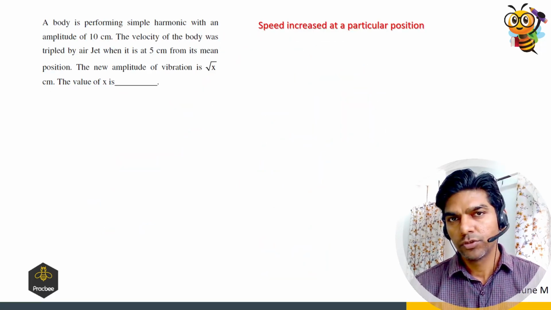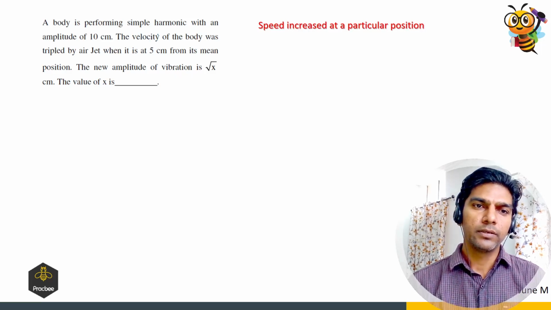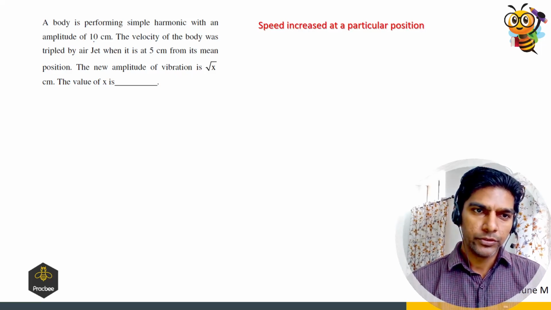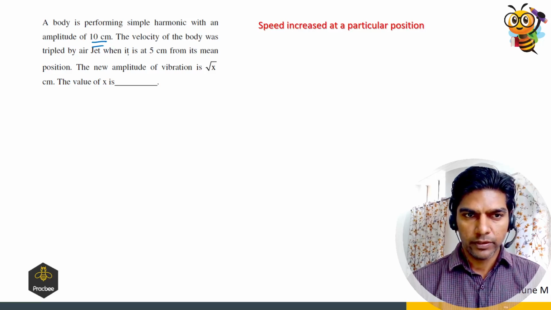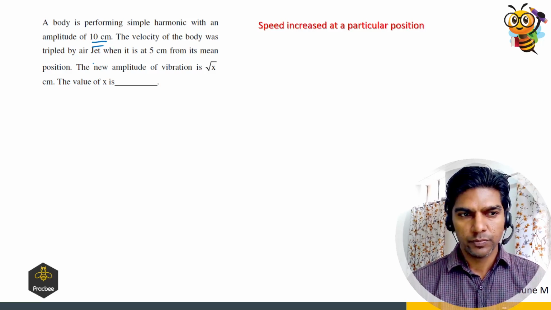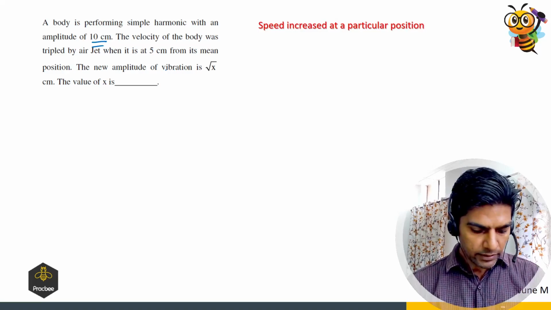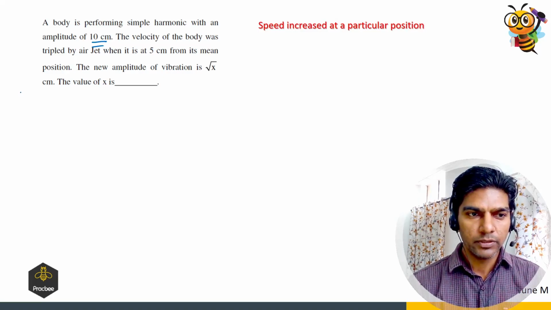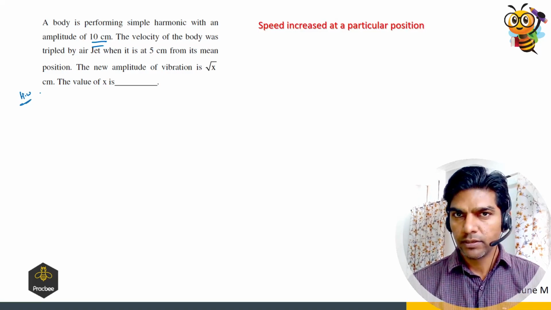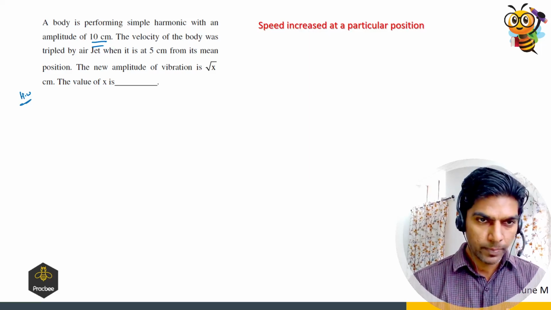Now let us see the next question based on the same concept. A body is performing simple harmonic motion with an amplitude of 10. The velocity of the body was tripled by an air jet when it is at 5 centimeters from its mean position. Find the new amplitude. Again, based on the same concept, so I'm just keeping this as homework for you. You have to apply the same concept that we have studied in the last question.